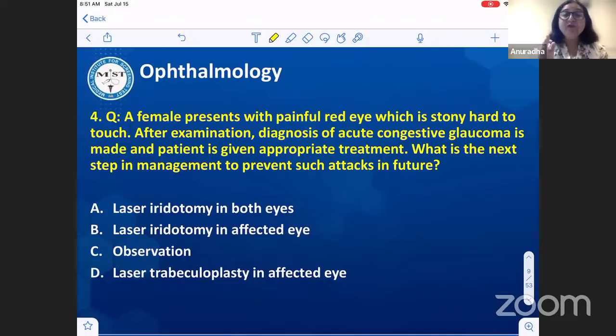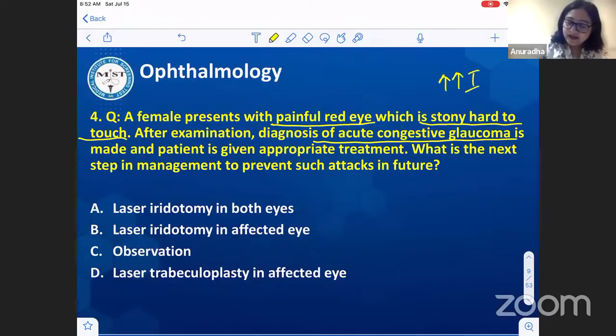A female presents with painful red eye, which is stony hard to touch. Again, the patient is having a painful red eye, which is stony hard to touch. The eye is hard like a stone. After examination, diagnosis of acute congestive glaucoma is made. So the examiner has already given you the diagnosis. Why is the eye stony hard? That is because of very high intraocular pressure.